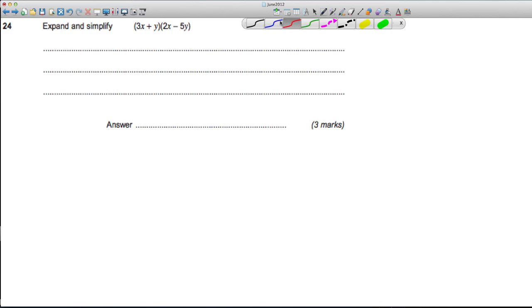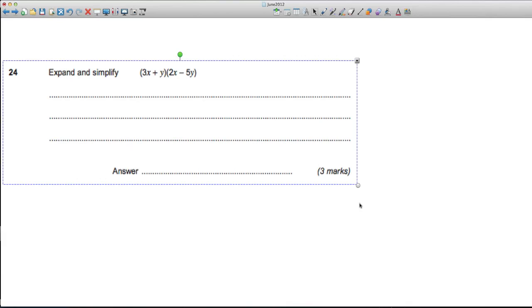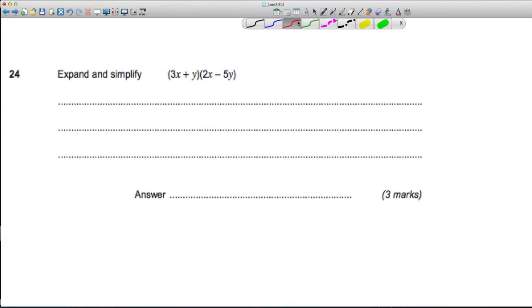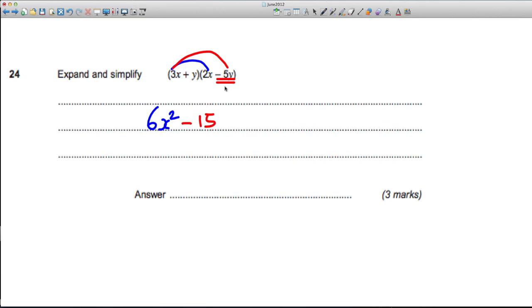Question 24, expand and simplify. Let's just move this down so we've got a bit more space. This multiplied by this, 2 times 3 is 6, x times x is x squared. 3x multiplied by negative 5y, so 3 times negative 5 is negative 15, x times y is xy. Positive y multiplied by positive 2x must be plus 2xy.